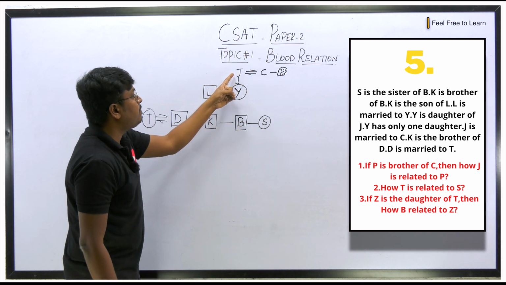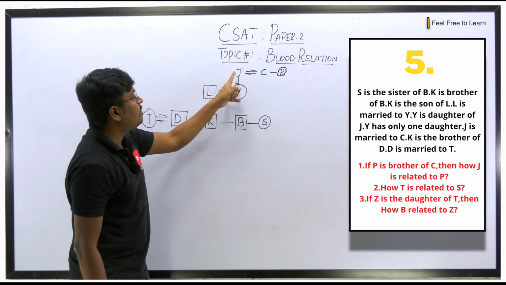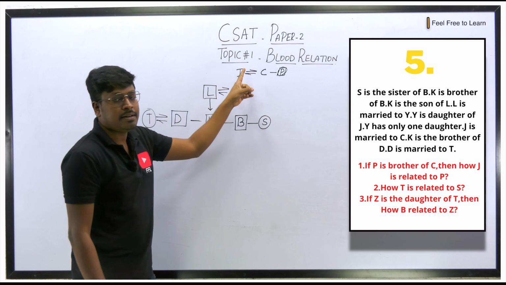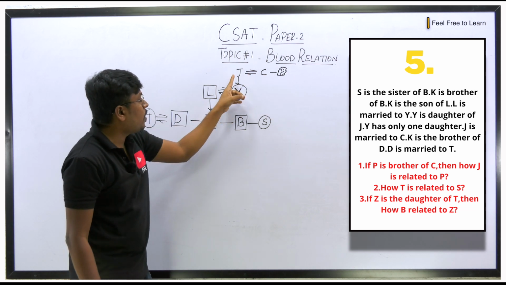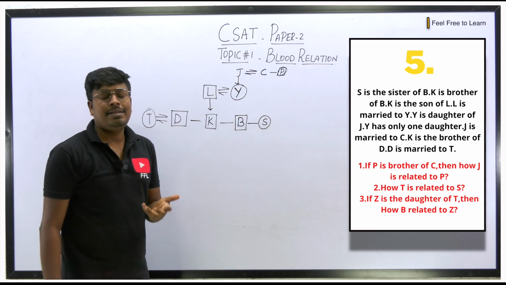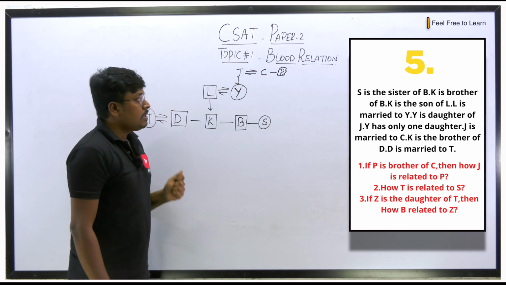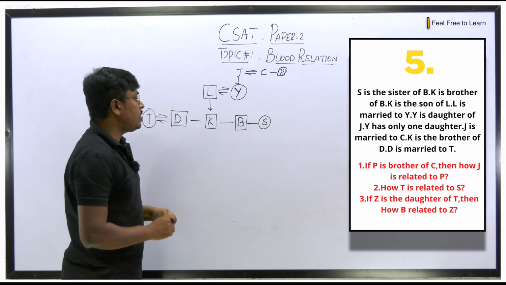If J is a male person, then we can say that the answer will be brother-in-law. If J is a female person, we can say that the answer is sister-in-law. But from P, we don't know what is the gender of J. So we can say that the answer for the first question is cannot be determined. Got it?